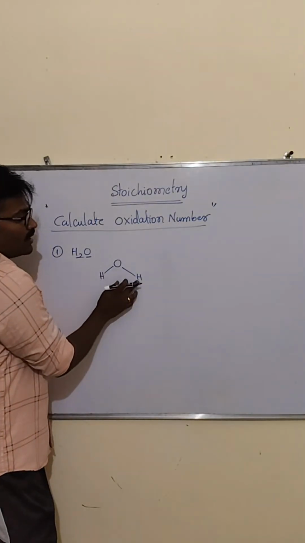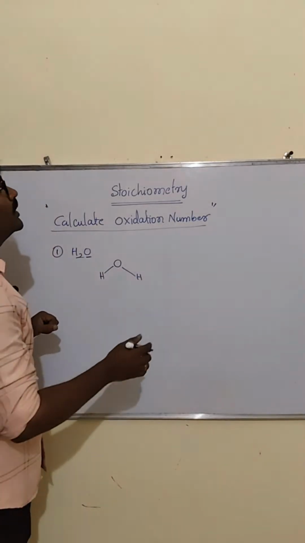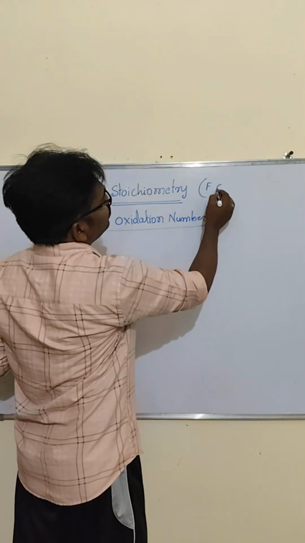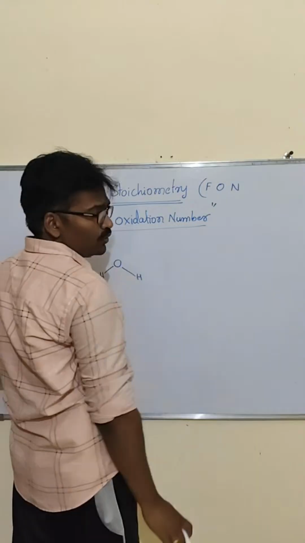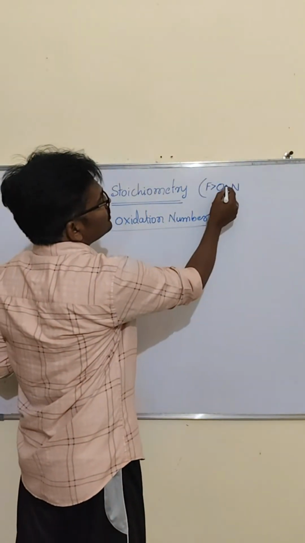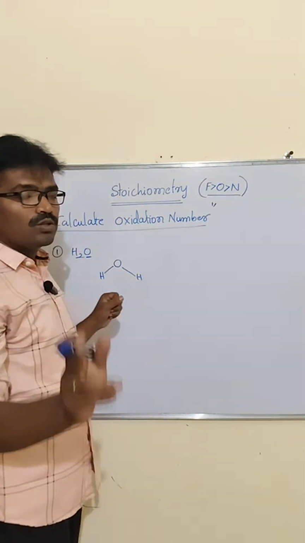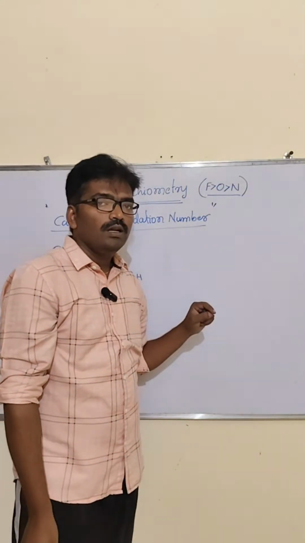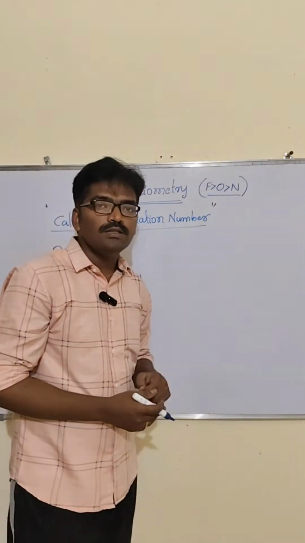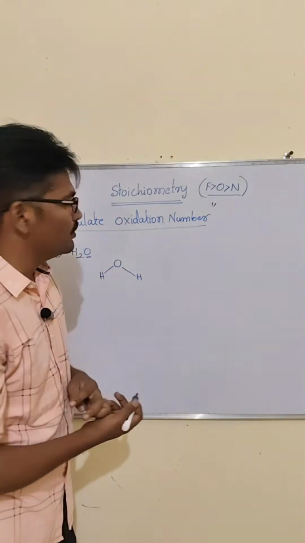Once you draw the structure of the molecule, which is the most electronegative of these two atoms? Oxygen. To remember this, one of the shortcuts is FON, "fon". Remember FON. Fluorine is the most electronegative in the entire periodic table, then oxygen, then nitrogen. First most electronegative atom is fluorine, second is oxygen, third is nitrogen, then after that the remaining elements based on their values.